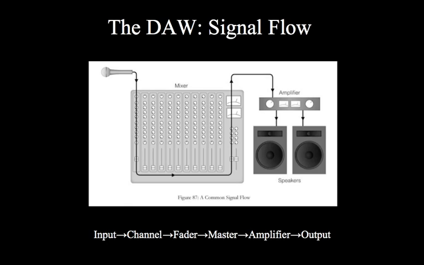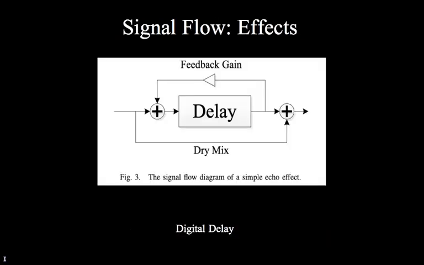So I'm going back through these slides to emphasize that the path of the signal matters if we're going to try to understand what's happening with effects, which is what I'm going to be talking about today. So I'm going to be looking at a couple of effects today and talking about how they actually work in terms of signal flow and how the effect affects the signal. I'm only going to be talking about digital delay and distortion.